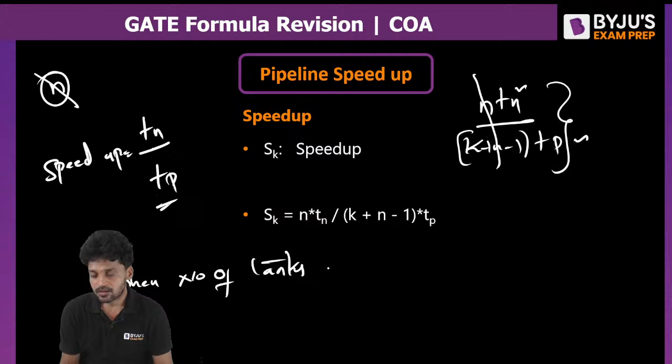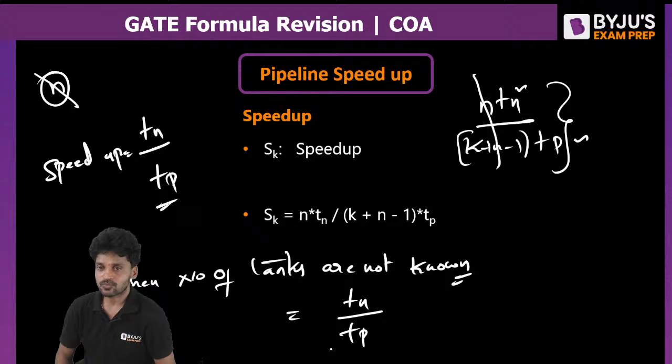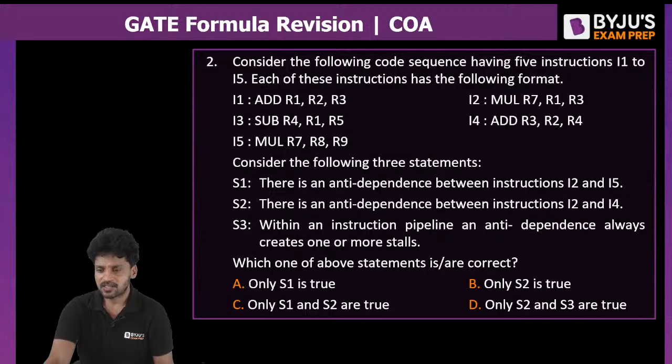When the number of tasks are not known, the speed up will be equal to Tn divided by Tp only. Am I clear? Yes. I will directly solve some questions, okay?